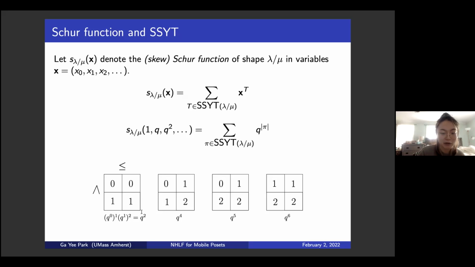I have q to the power of 2. Here I have 2 ones and 1 two, summing over them, I have q to the power of 4. So if I sum over all of these q's in the polynomials, then I would have the Schur function in q-analog for this particular shape 2 2. And this is also true for skew shapes as well.